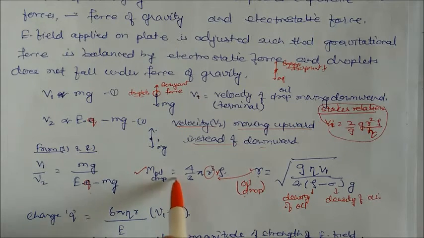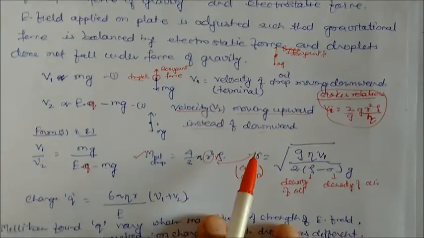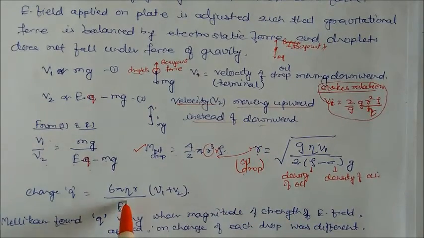Put this value of M here, g we already know. We put the mass of the oil drop here. E we know, V1 we know, V2 we know, so every value is already known. So the charge is equal to 6π η r into V1 plus V2 divided by E. Here every value is known.